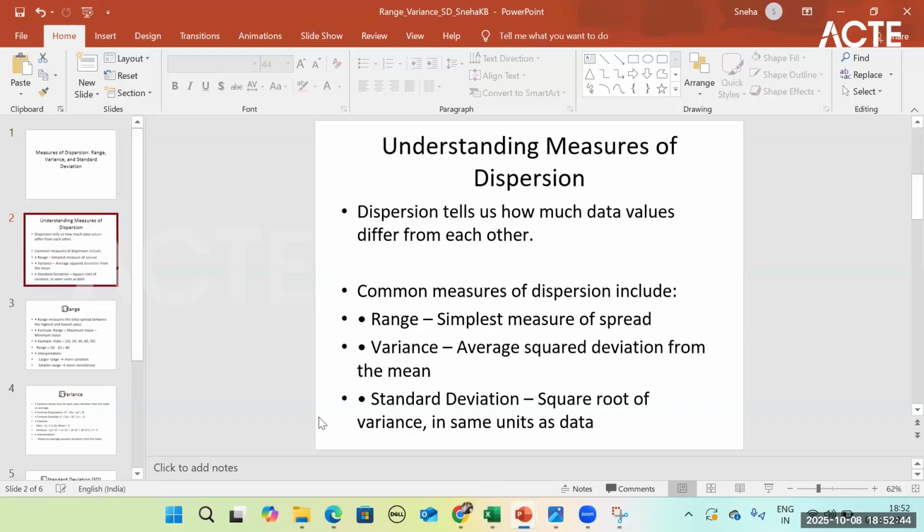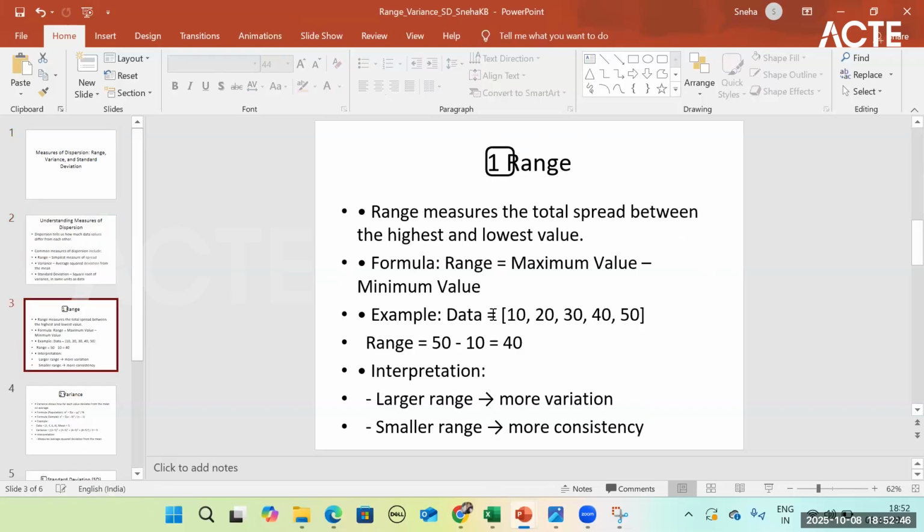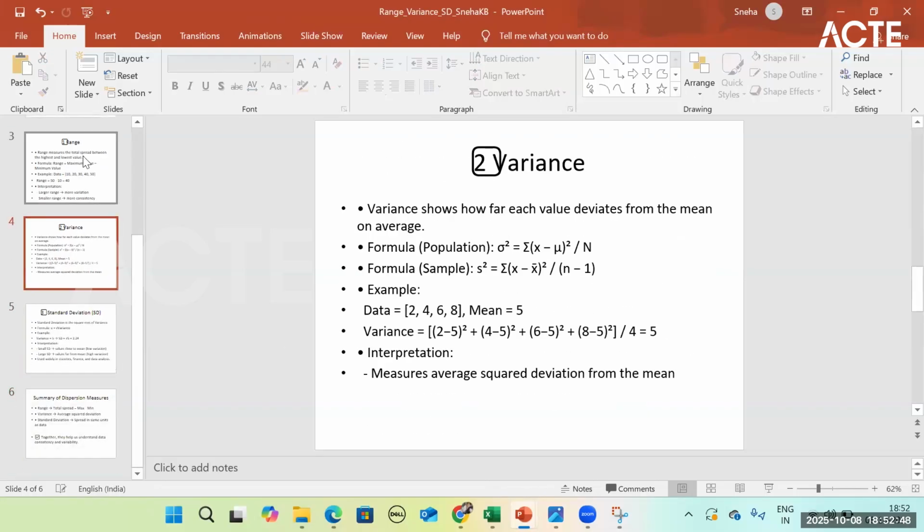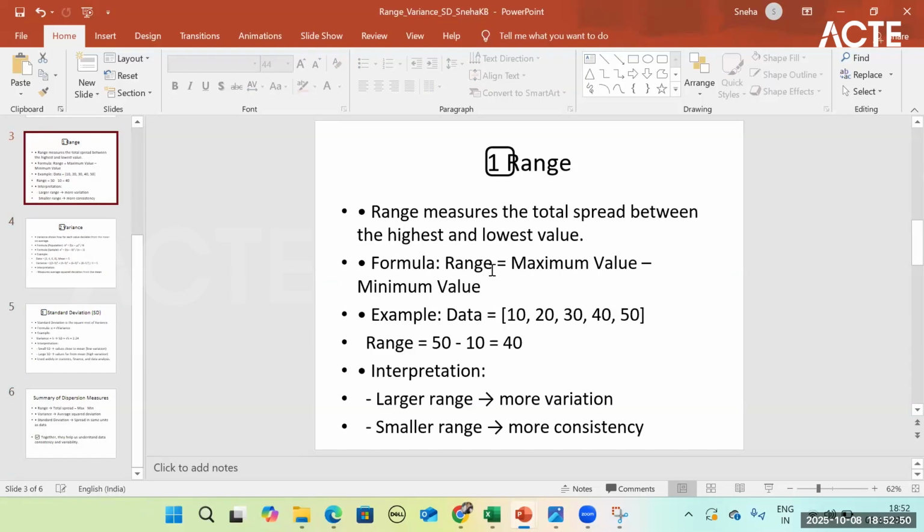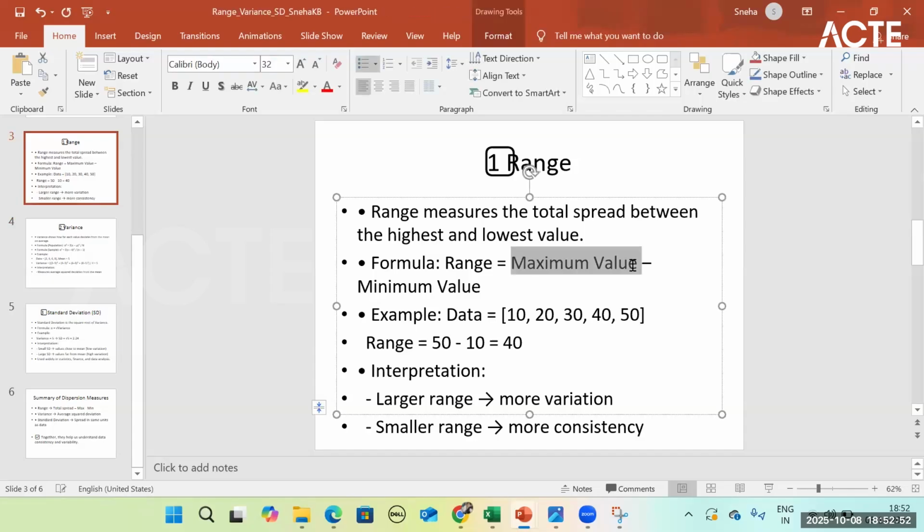So how do we calculate range? Range is calculated as maximum value minus minimum value. For example, if this is the data set, the maximum value is 50 and the minimum value is 10. The difference between these two will give you the range of the data.